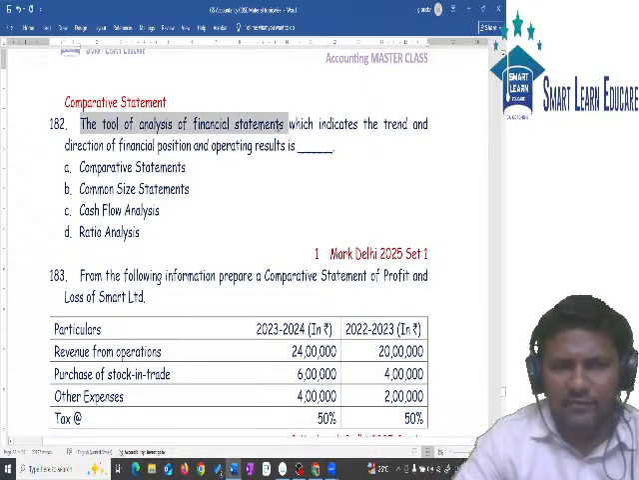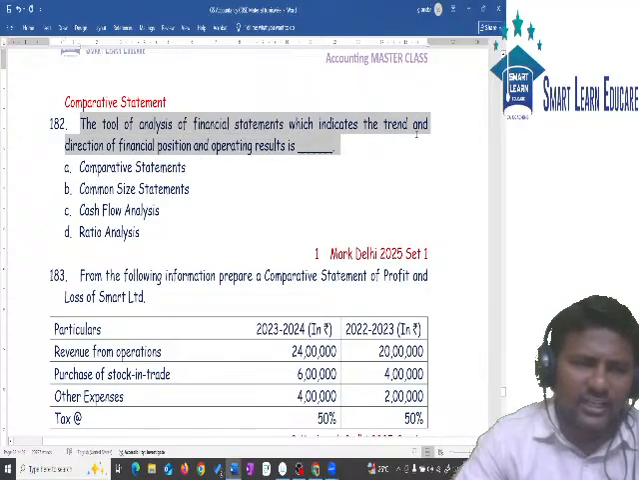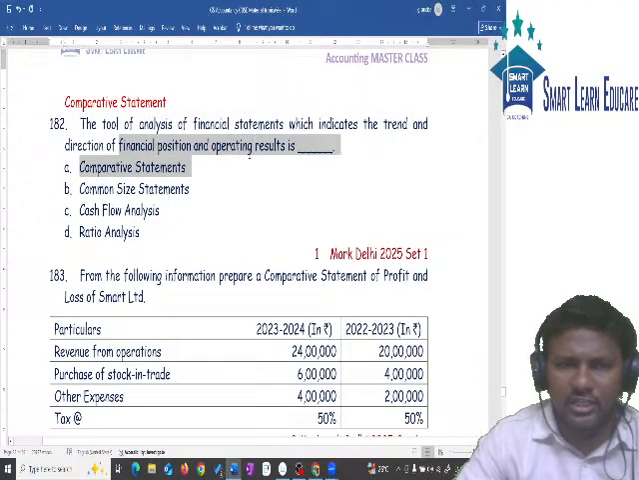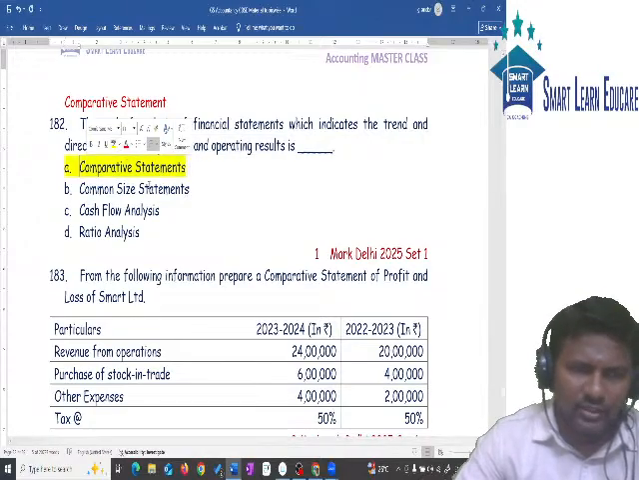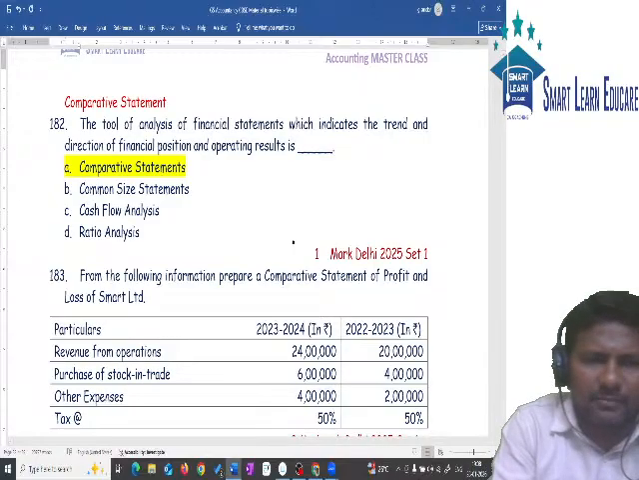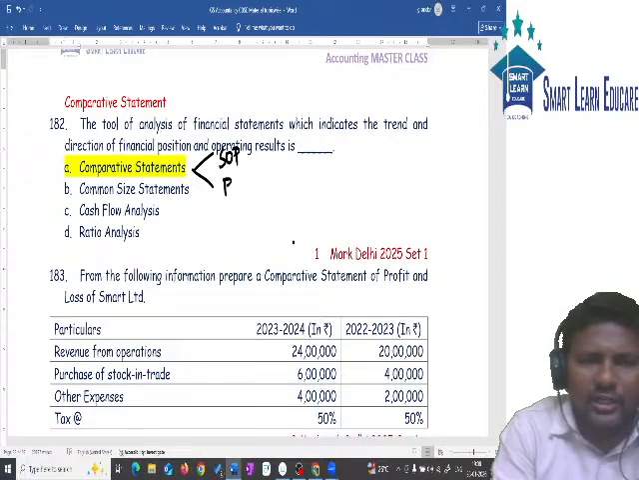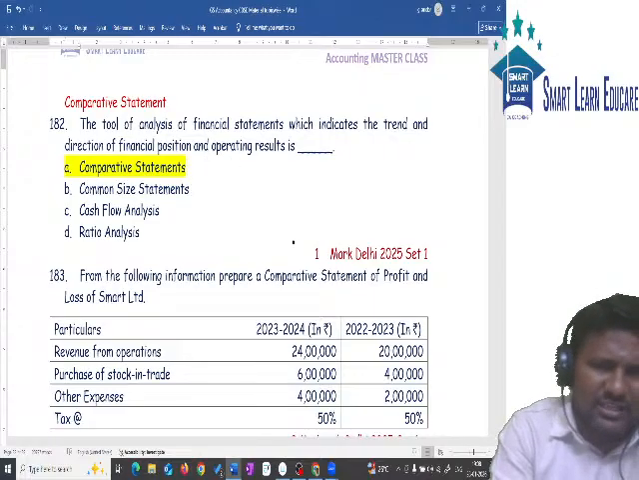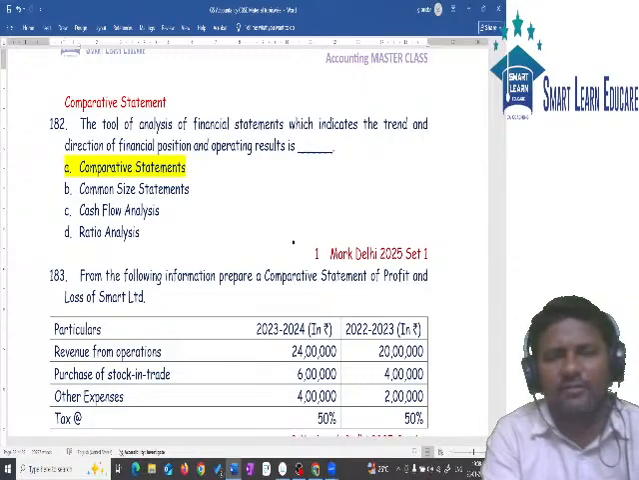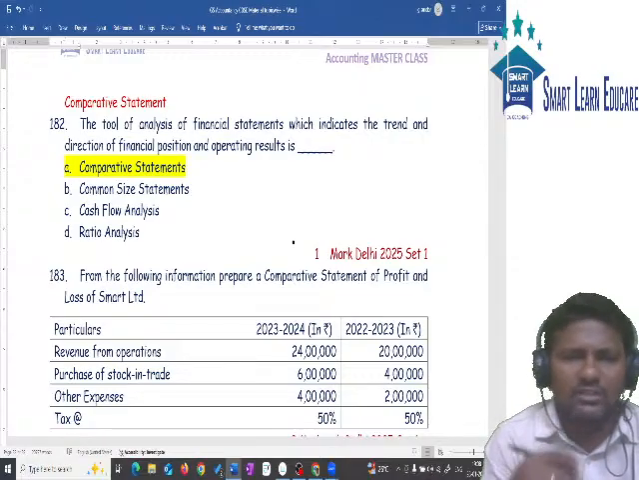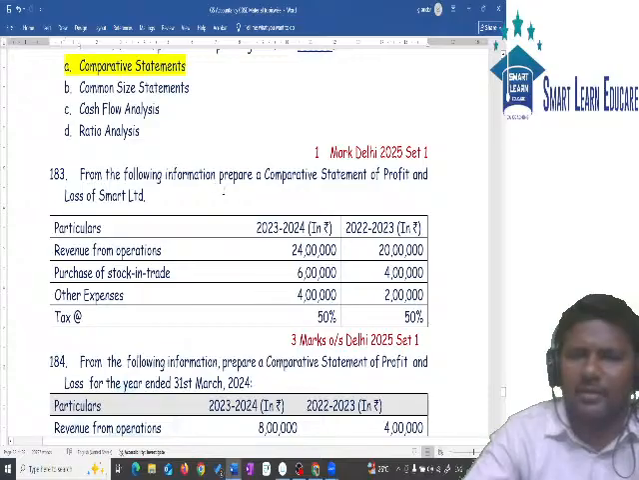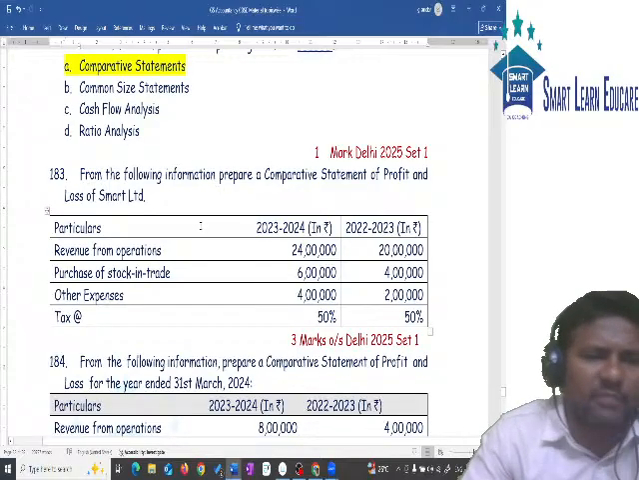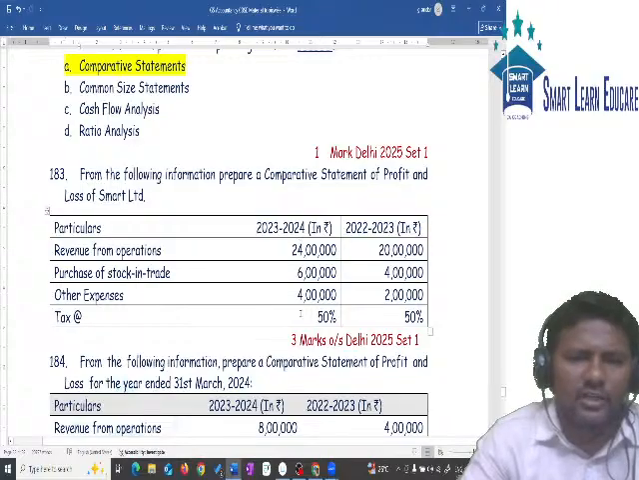The tool of analysis of financial statements which indicates the trend and direction of financial position and operation result is known as comparative statement. In comparative statement, we have two kinds. We will compare the statement of P&L, and also we will compare the statement of balance sheet. What is a comparative statement? We compare two periods' information, find out the increase or decrease, and based on that we give some comment. That is comparative statement. Straight away, we will take one question for discussion.